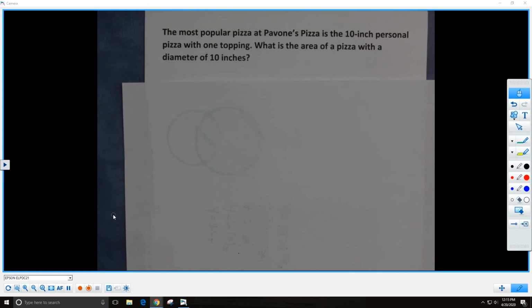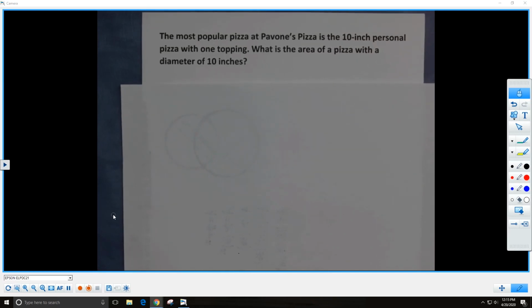The most popular pizza at Pavone's Pizza is the 10-inch personal pizza with one topping. What is the area of a pizza with a diameter of 10 inches? Write down what you know and draw a picture, and I will pause while you do that.